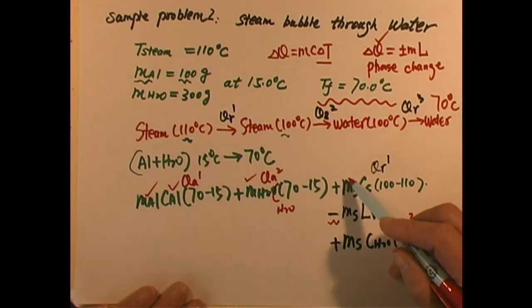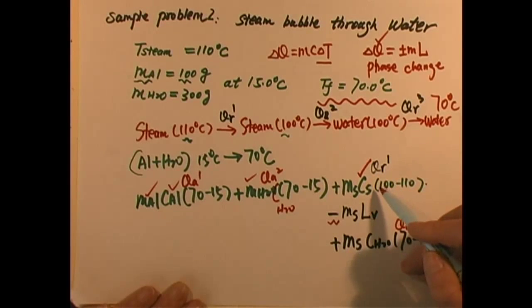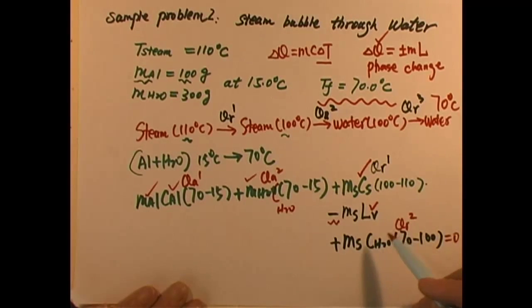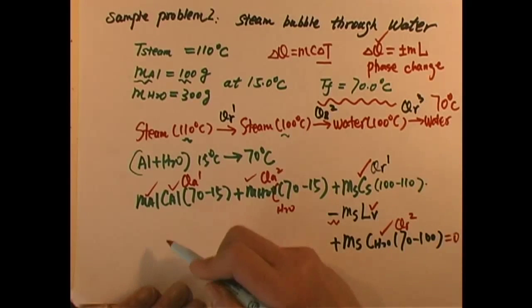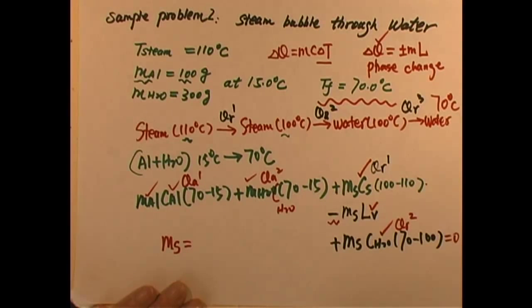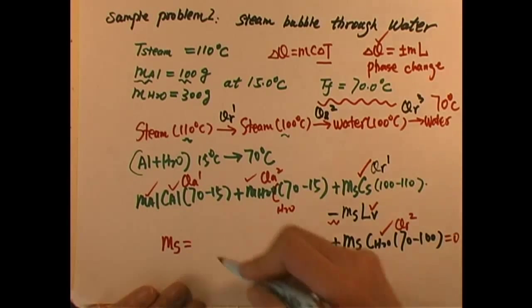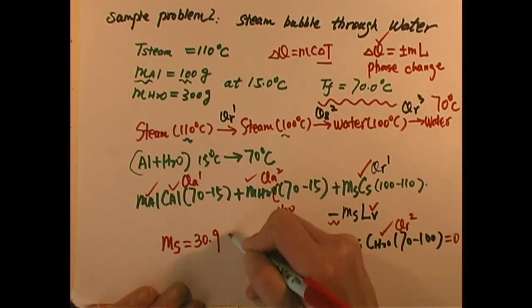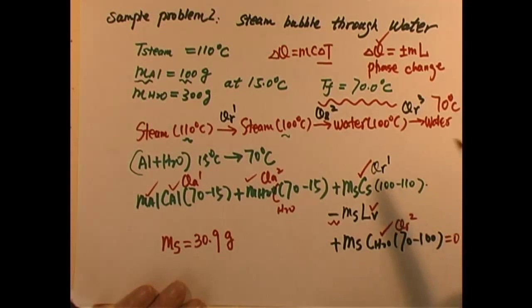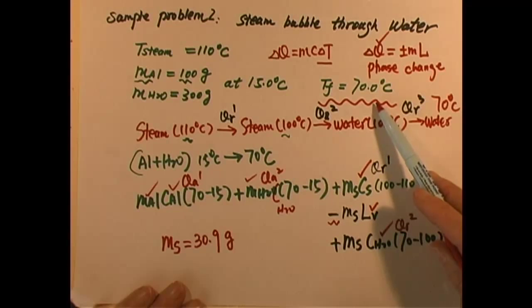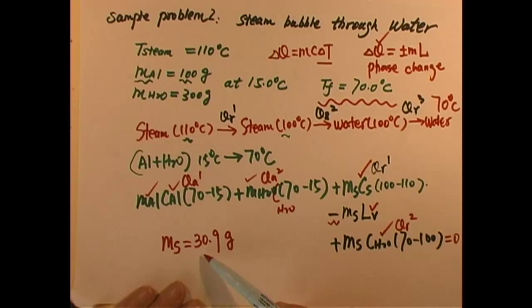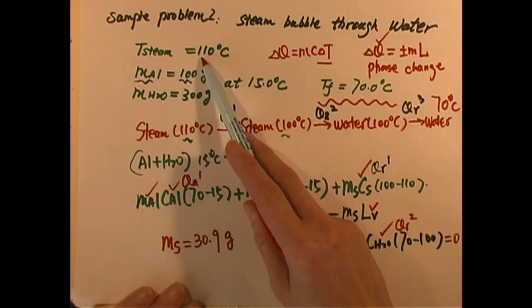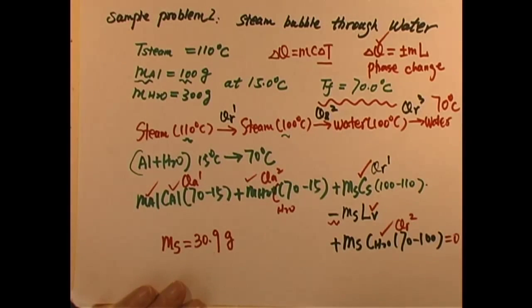And this is known. C of steam is known. Heat of vaporization is known. This is known. So we can find the mass of the steam. According to my calculation, it comes out as 30.9 grams, which means at the time that we stop guiding more steam into the system and the final temperature of everybody is 70 degrees Celsius, we already guided 30.9 grams of initially 110 degrees steam into the system.